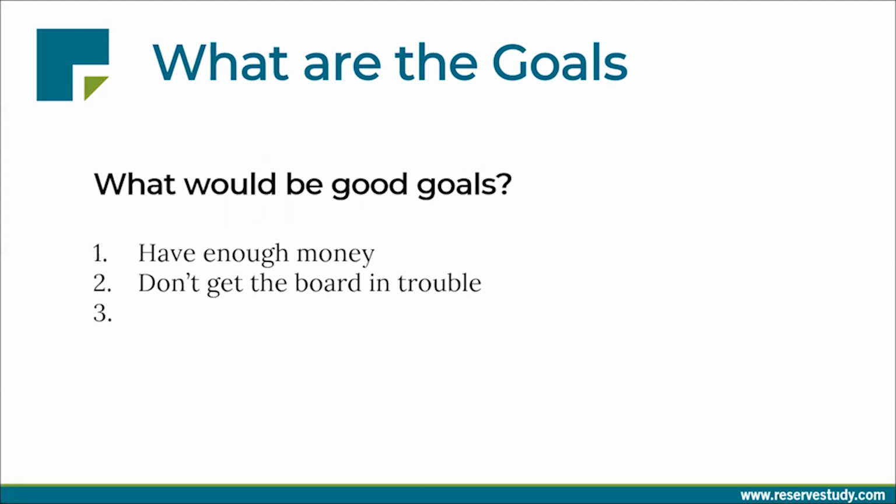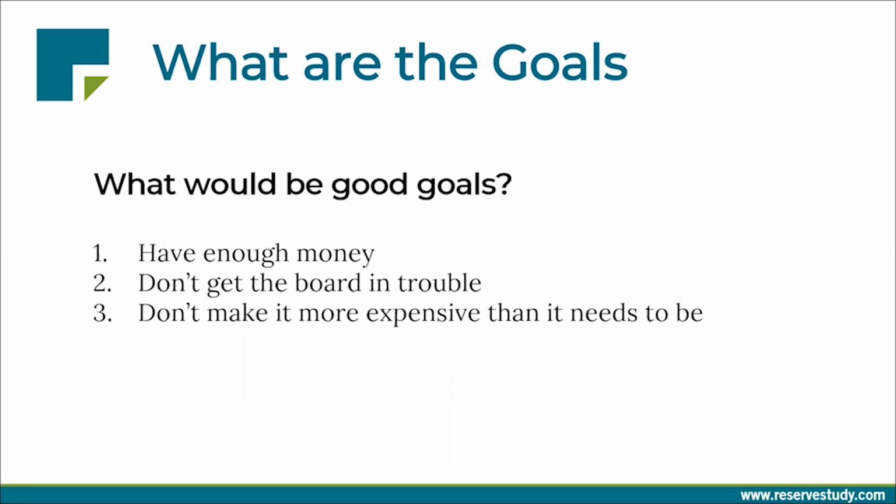That's a little bit like we said a moment ago with National Reserve Study Standards. Have it be fiscally responsible so the board can stand on firm ground. And then how about a goal is don't make it more expensive than it needs to be. So let's have the money. Let's have it be a responsible plan. And let's have it be good for the homeowner. So it's looking at three different things here.